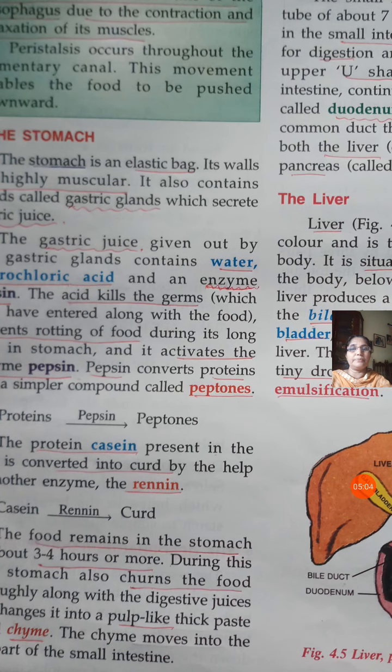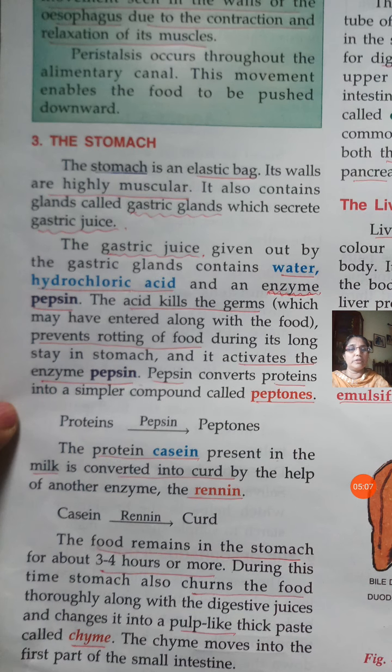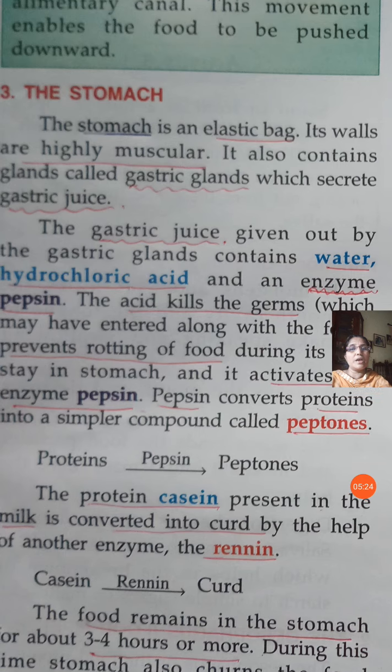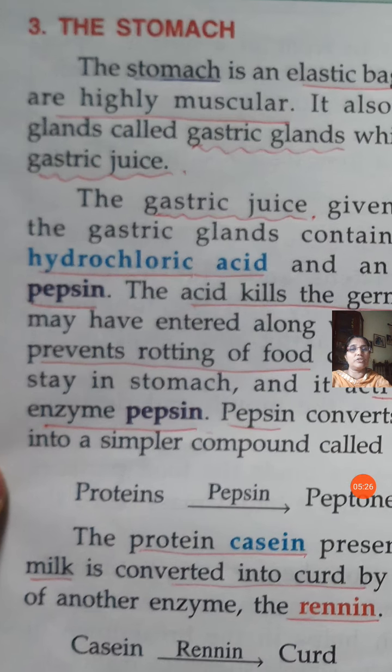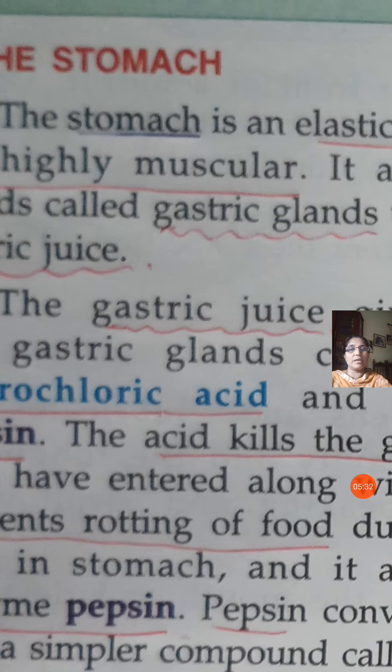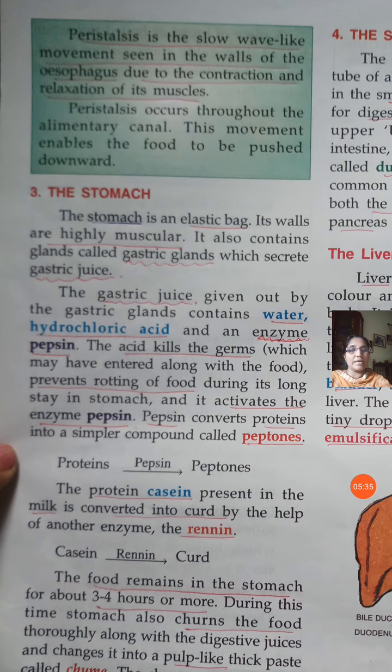All these are wonderful things that happen inside our body. Then the structure of the stomach you saw is an elastic bag-like structure. It also contains certain glands known as gastric glands. The glands inside that muscular stomach are known as gastric glands, and they produce the gastric juice. You can see here the gastric juice produced by the gastric glands. The gastric juice contains 3 substances. One is water.